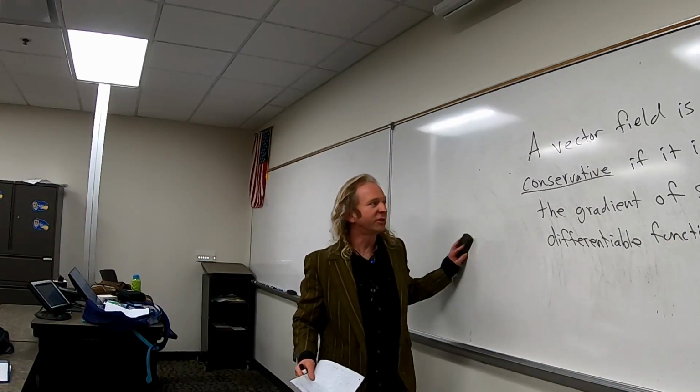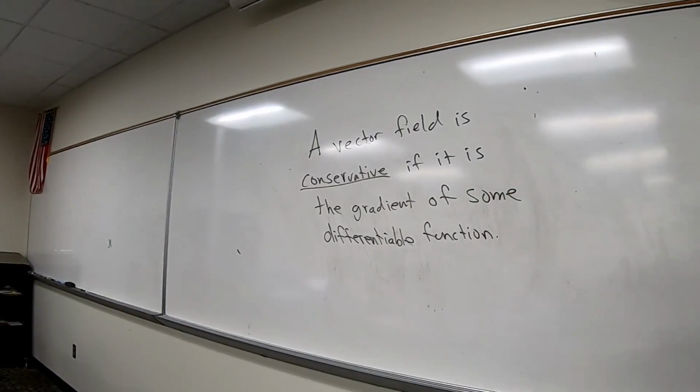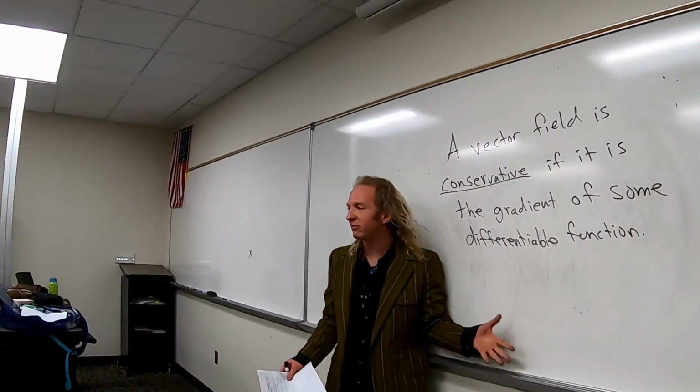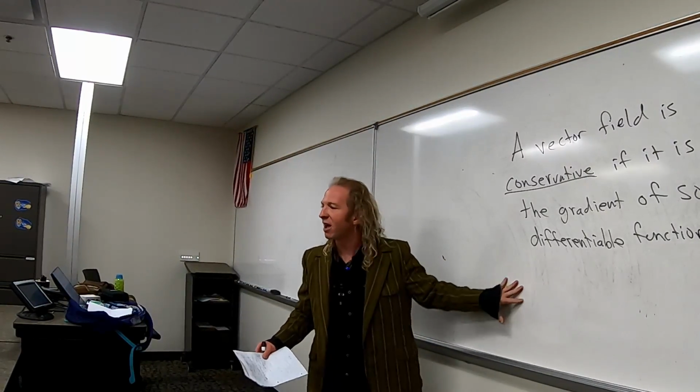So a vector field is conservative. It has to do with physics. I'll explain it. Maybe you can help me explain it because there's some weird stuff. So a vector field is conservative if it is the gradient of some differentiable function. Let's make it more precise. Let's write it as a math thing.